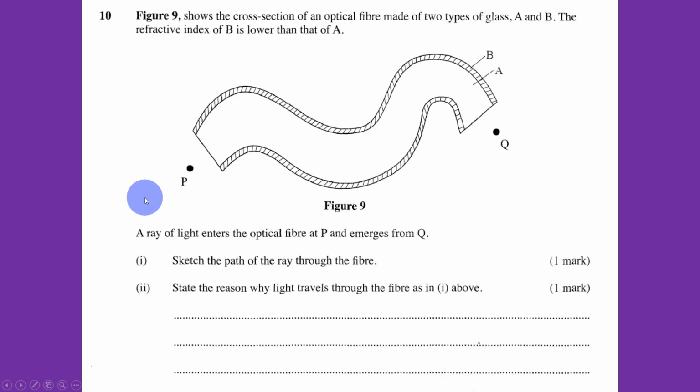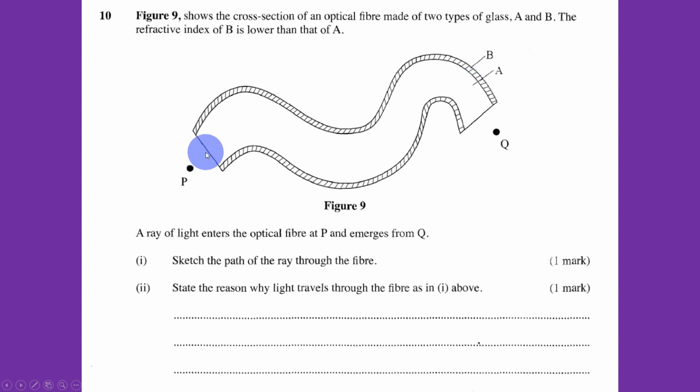Let's go over to question 10. Question 10 is about the applications of total internal reflection. Here we've got an optic fiber. This is a very common question. However, let's just read the question together. Figure 9 shows the cross-section of an optic fiber made of two types of glass, A and B. The refractive index of B is lower than that of A.